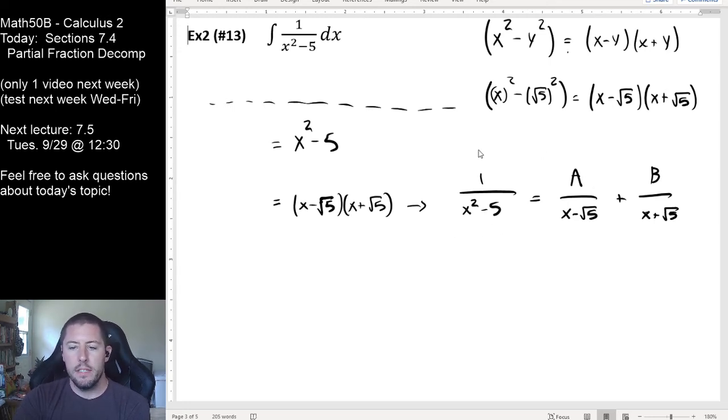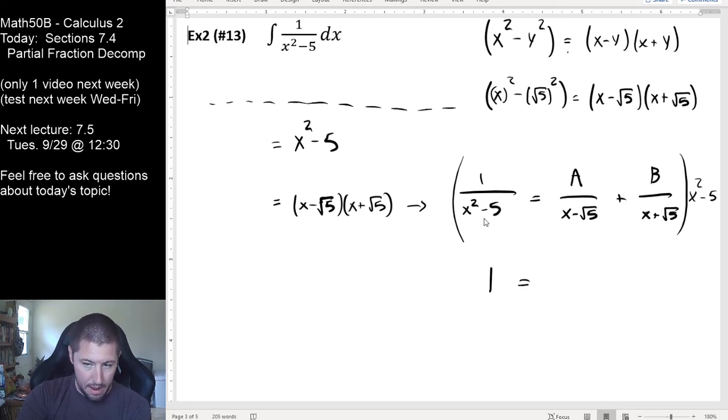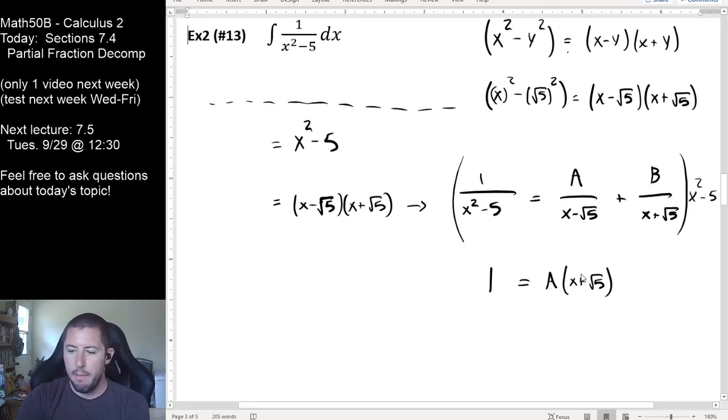So again, I'm going to take this entire thing and multiply the whole thing by x squared minus 5. What I really know that I'm actually multiplying by is these factors. On the left, I just have 1 remaining because I've multiplied by the entire denominator. On the right, the a term cancels the minus factor, but the plus factor survives. On the b term, the plus factor cancels, but the minus factor that I multiplied by survives.